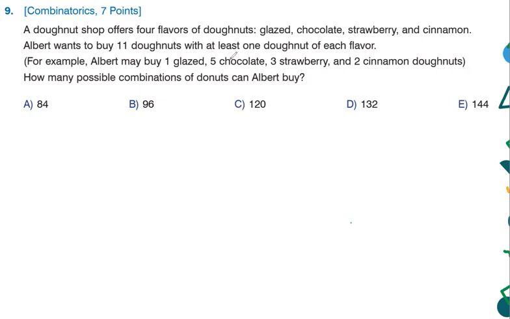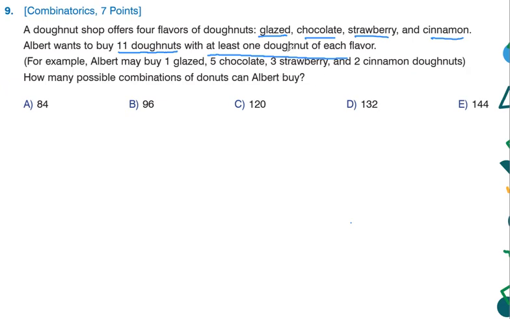for more details, okay? So we have 4 types of flavors, right? So we are given 4 options. And Albert wants to buy 11 of these, okay? And then we want to get at least 1 of each, okay? Flavors. And they could be any way.